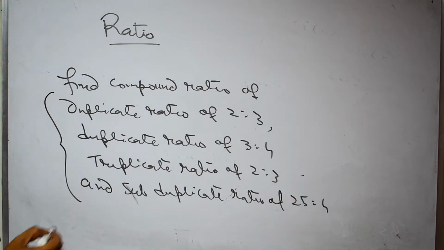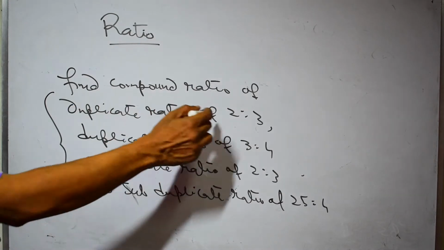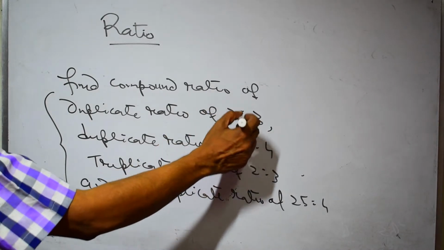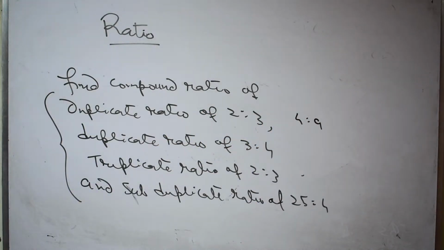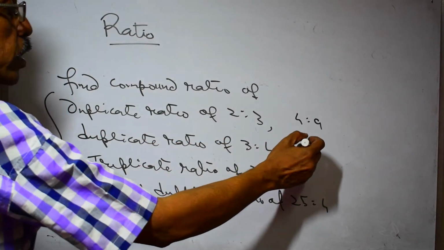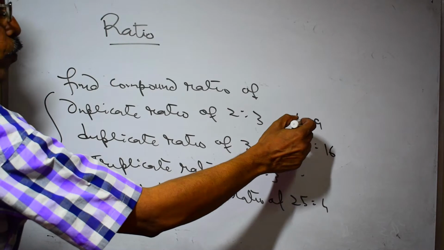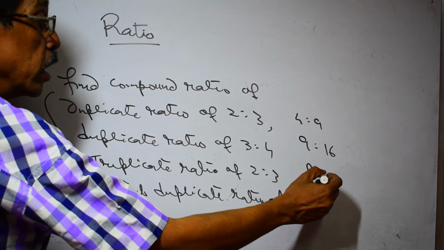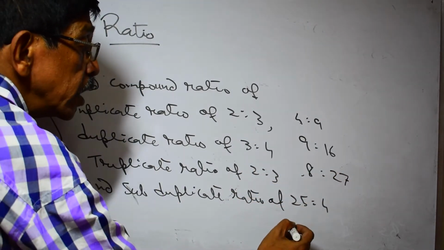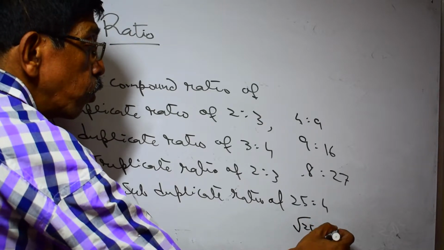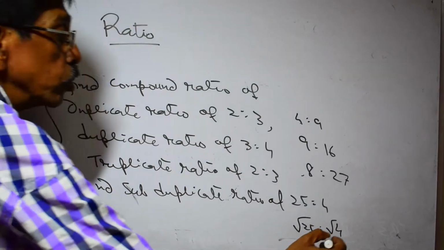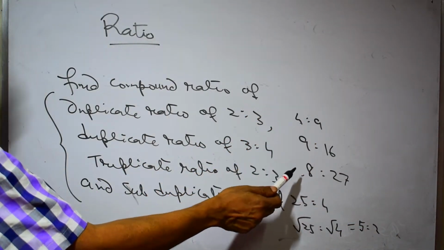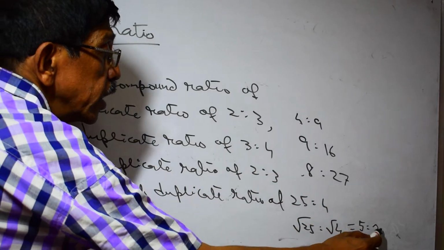But we have to take the compound, and the compound is not of these 2 is to 3, 3 is to 4, 2 is to 3, 25 is to 4, but we have to take the duplicate. The duplicate of 2 is to 3 is 4 is to 9, then the duplicate of 3 is to 4 is 9 is to 16, squaring 2 is 4, squaring 3 is 9. The triplicate is 2 to the power 3, that is 8, is to 27, and the subduplicate is root 25 is to root 4, and that is 5 is to 2. So these ratios are our target: 4 is to 9, 9 is to 16, 8 is to 27, 5 is to 2.